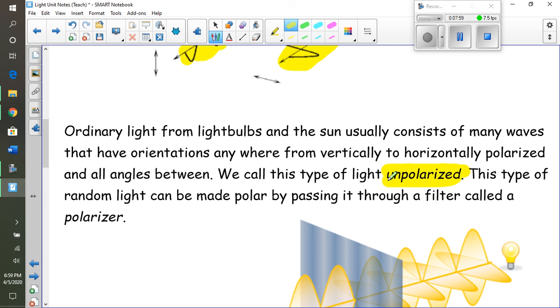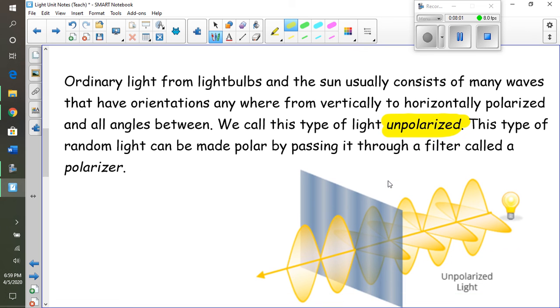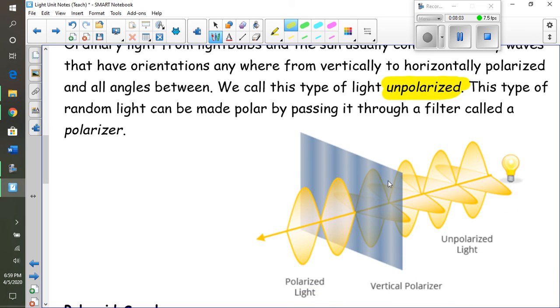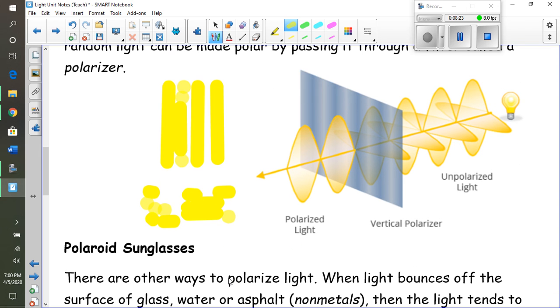But we can make it polarized by passing it through a filter. And this filter, you can't see it, but there's millions of lines, and they're all vertical. Okay? So only the vertical light can pass through. Or maybe it's a different polarizer that's horizontal, so only the horizontal light can make it through. But by having the light pass through this filter, we now call it polarized light.